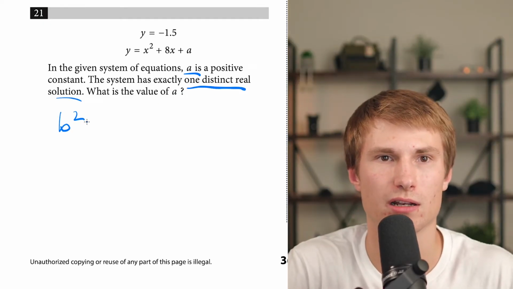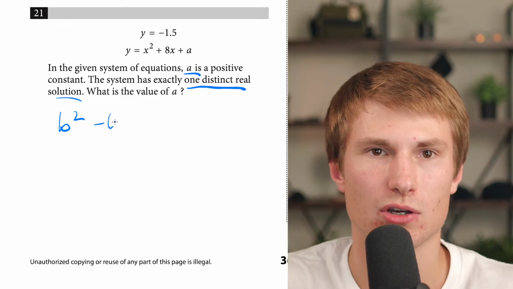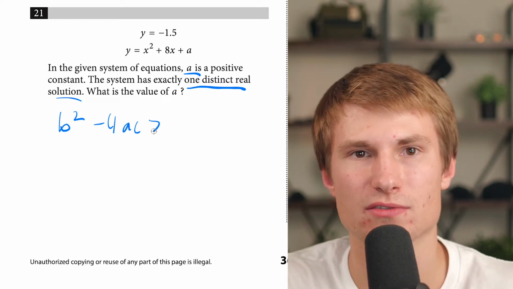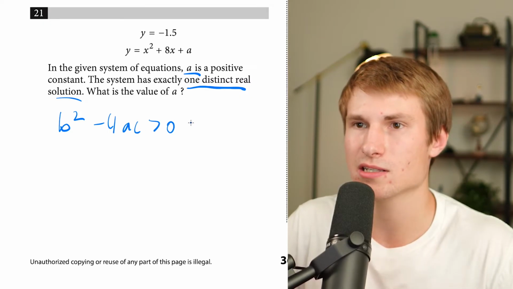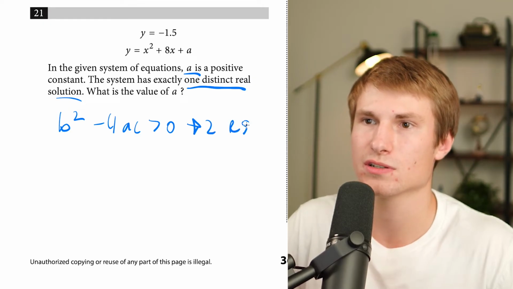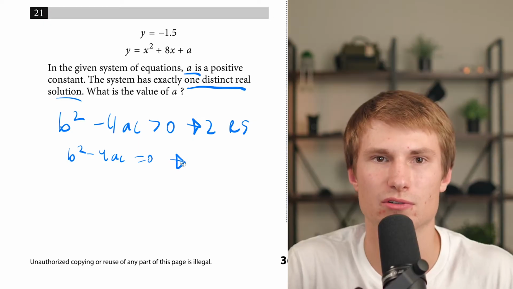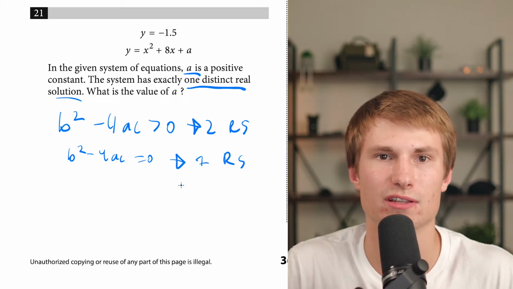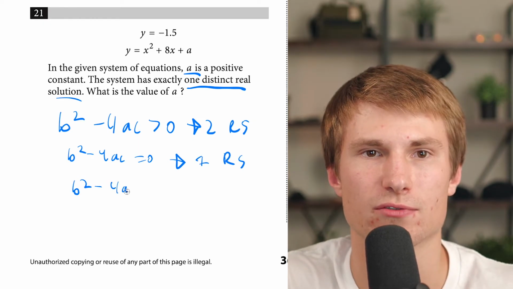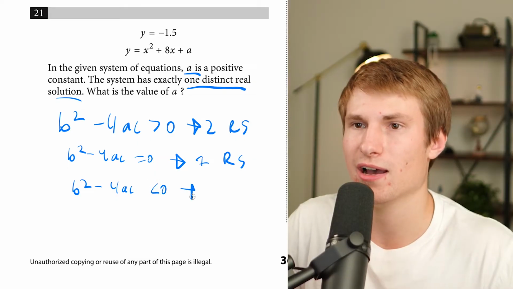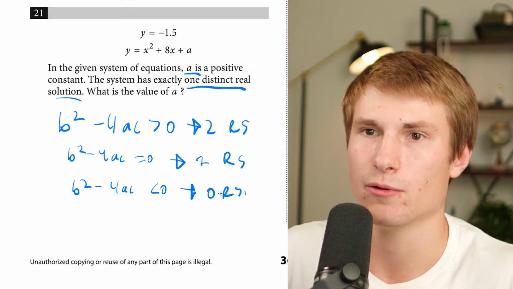I'll quickly touch on distinct real solutions. This deals with b squared minus 4ac. If b squared minus 4ac is positive, then there are going to be 2 real solutions. If b squared minus 4ac is equal to 0, that means there is going to be 1 real solution, which is what we have in this question. If b squared minus 4ac is negative, then you're going to have 0 real solutions. I wanted to quickly touch on that.